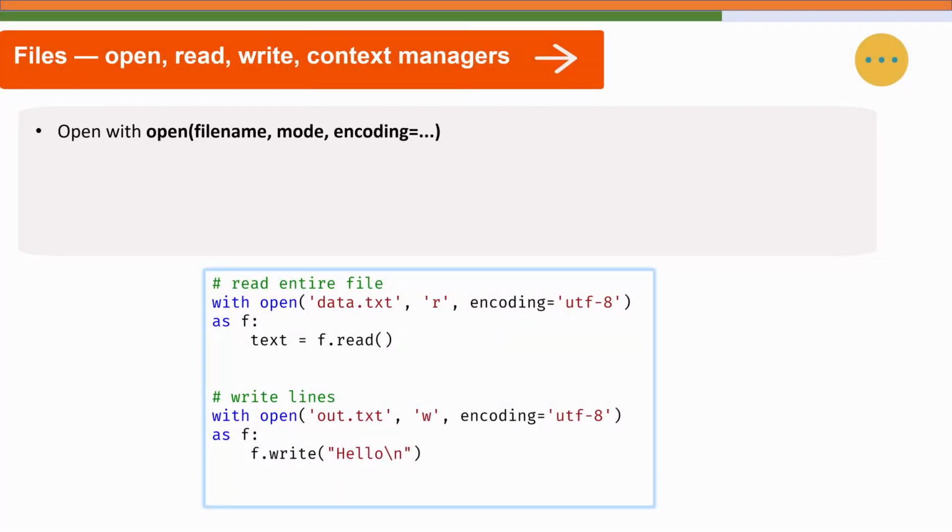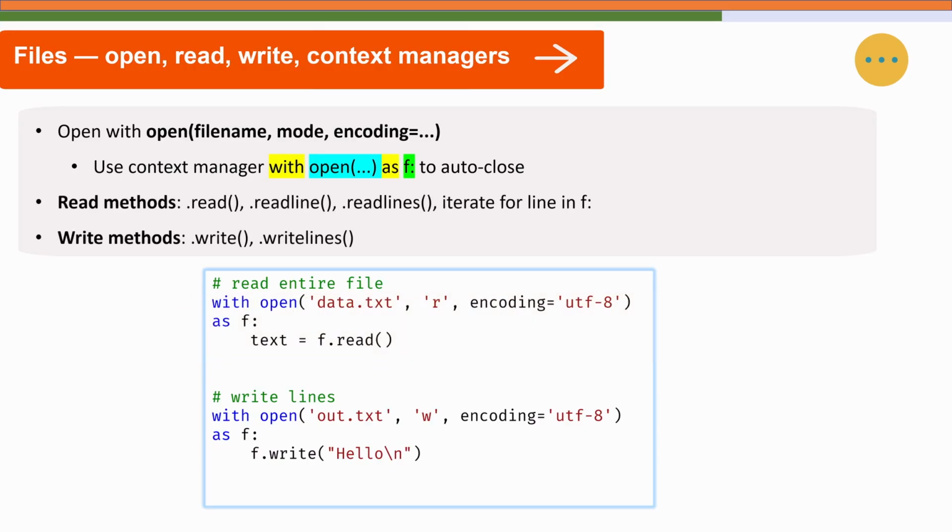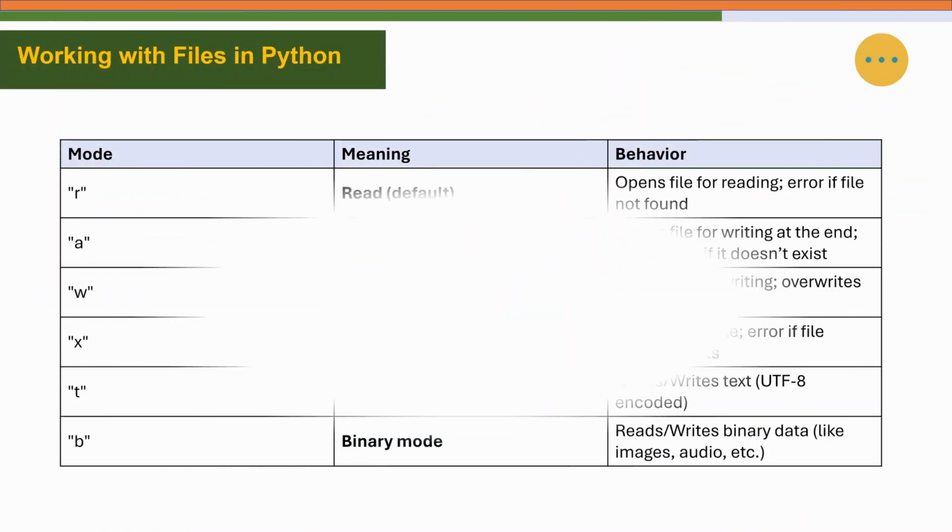Let's move on to how Python interacts with the outside world through files. The most fundamental function for file operation is the open function. The open function takes two arguments, the file name and mode. File name is simply the name or path of the file that you want to work with, and mode tells Python what kind of operation you want to perform. So let's break down the different modes that are available in Python.